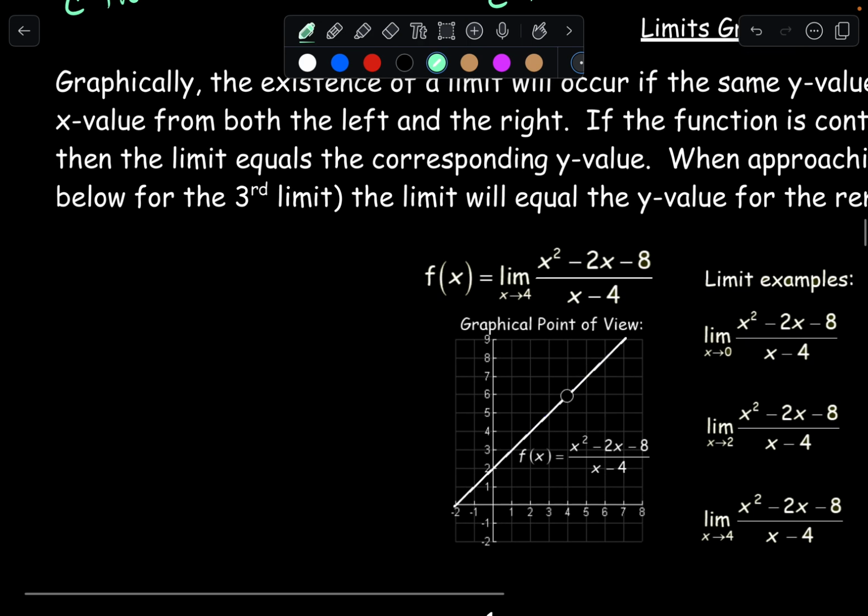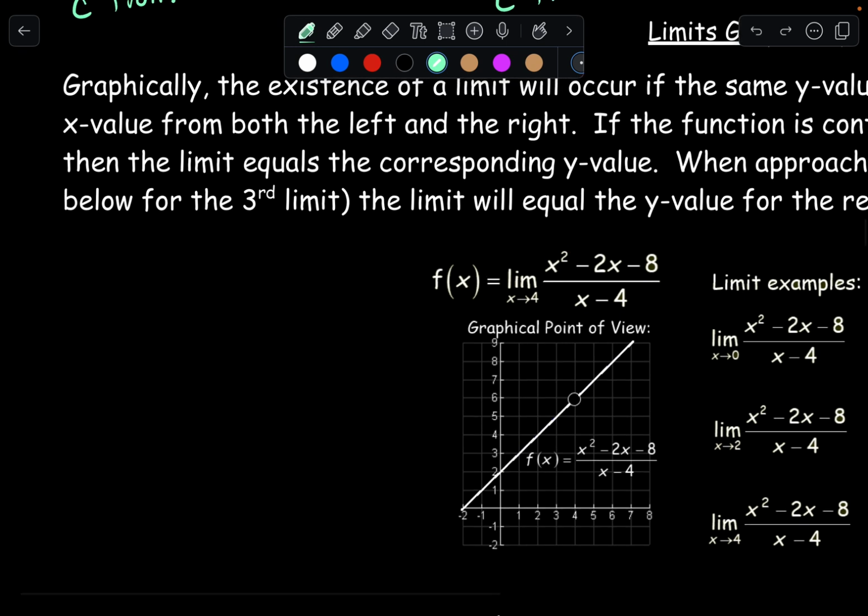So we have a function. We have f of x is equal to x squared minus 2x minus 8 over x minus 4, and we want the limit as x approaches 4. Now, we see a quadratic divided by a linear, but the visual shows us that it's a linear function. So for some of these limits, you're going to have to factor and simplify so that we can see where those removable discontinuities are.